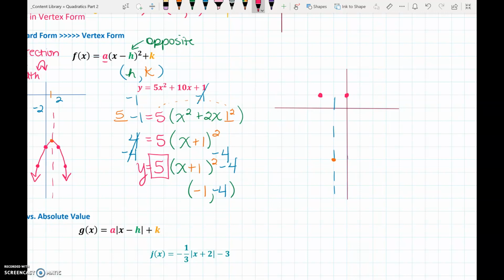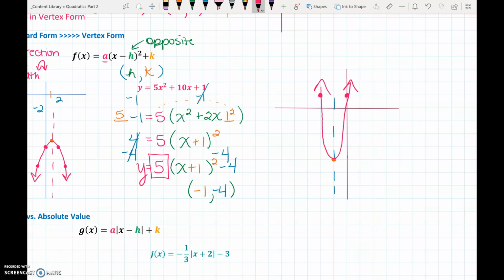And if I am to go over 2, that would be 2 squared, 4. 4 times 5 is 20. I definitely do not have 20 units to move up. So I'm just going to use that first point and try my best to make it look like a U and not a V.